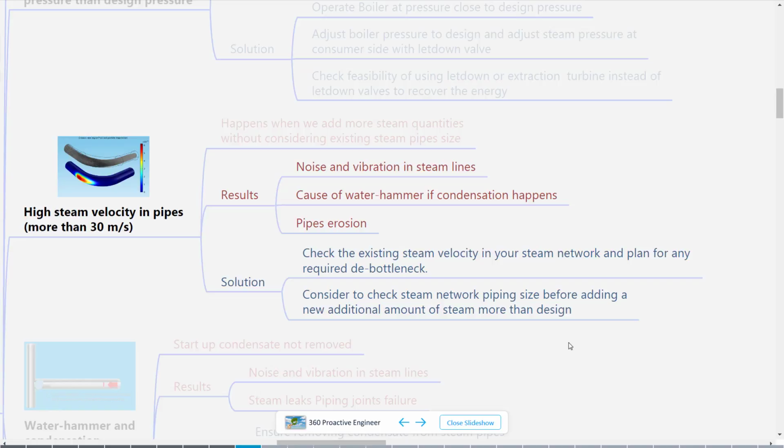The solution will be checking our existing system velocity in our steam network before we plan or add any amount, so we can also plan for any required debottlenecking before adding this additional amount. Also, we should consider proper pipe sizing during the design with enough margin, or when we are adding any additional amount.